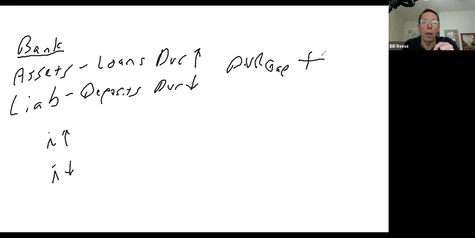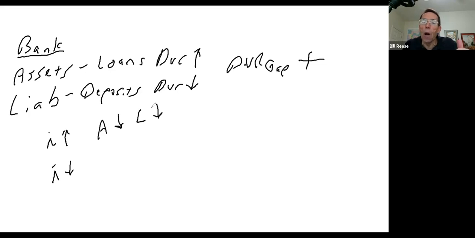So in this case, what we want to think about with the bank, if interest rates go up, what happens is the value of their assets goes down. And the value of their liabilities goes down, both because they're fixed income instruments. But the question is, which goes down by the most? Well, the one with the highest duration goes down by the most, right? Because that's what duration measures. It measures how much something's value changes when there's a change in interest rates.